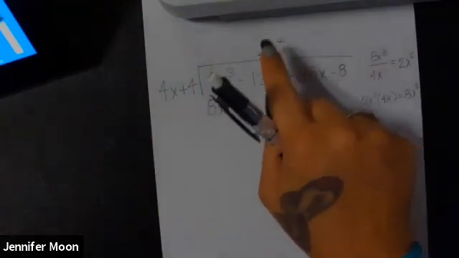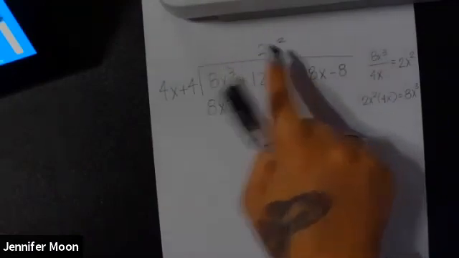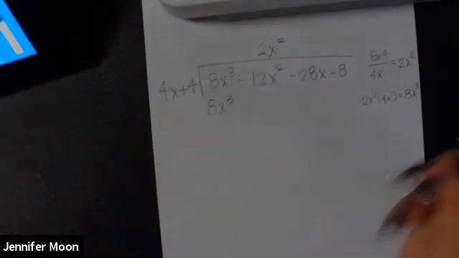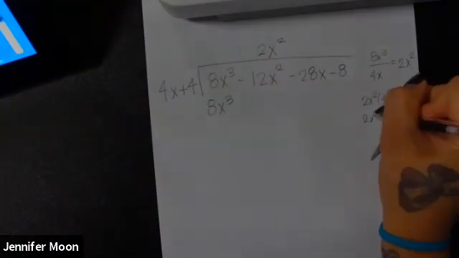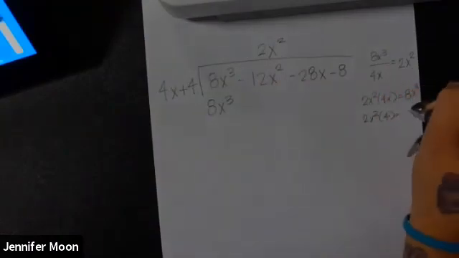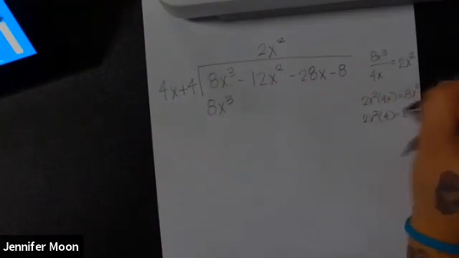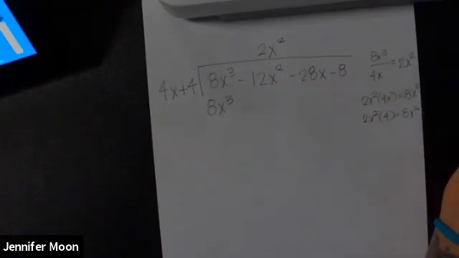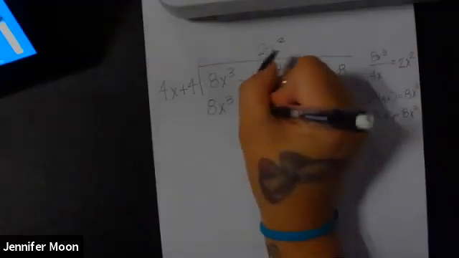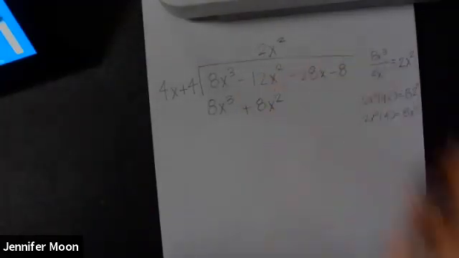Now let's do the quotient right here that I found multiplied by the second term in the binomial. You get 2x squared times 4. 2 times 4 is 8. Signs are the same, so it's positive. X squared times no x is still just x squared. Okay, so that positive 8x squared gets written right here.